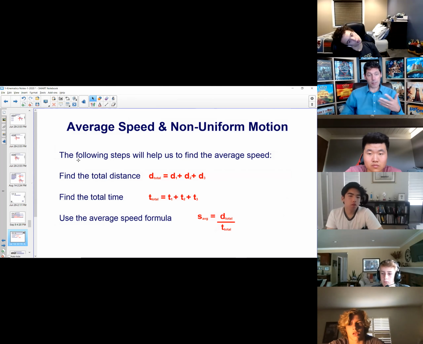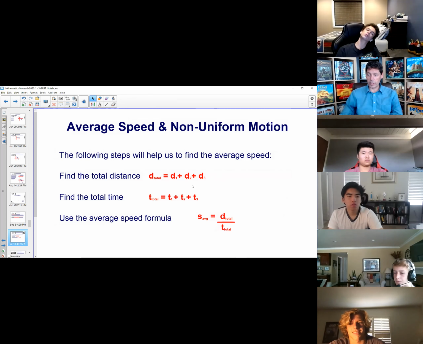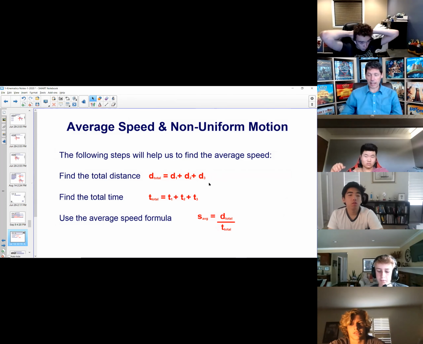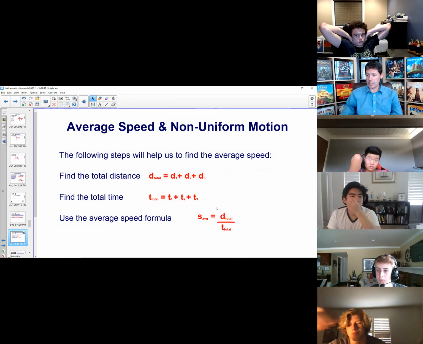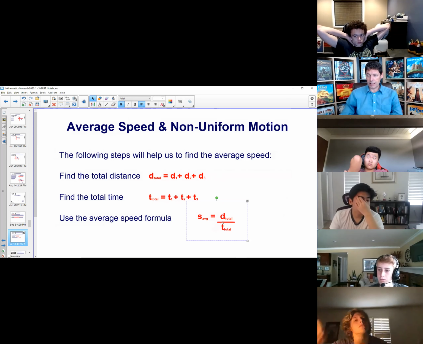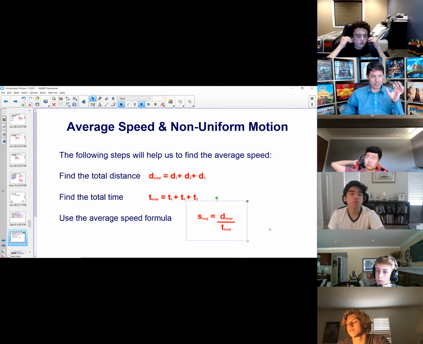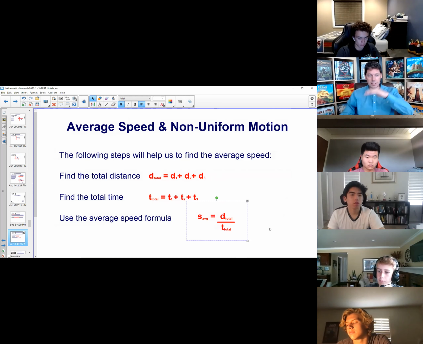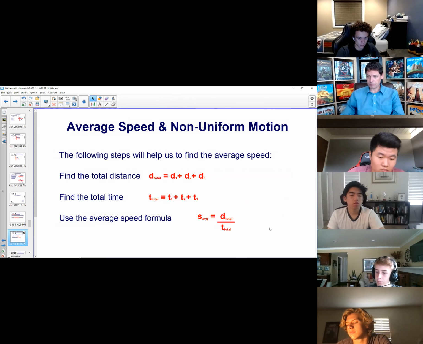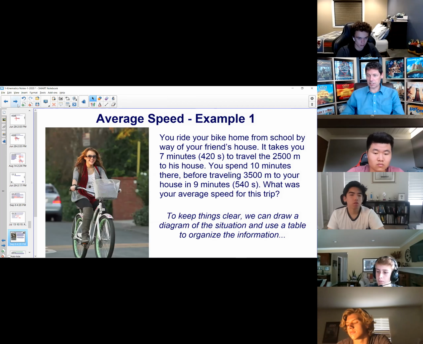So to set up our problem, just a quick reminder, the following steps will help us. We could think about the total distance as being distance 1 plus distance 2 plus distance 3. We just use these little subscripts to highlight that they're different segments. And then same for time, time 1 plus time 2 plus time 3. And then we take the totals. So this is the crux, this is the equation we're thinking of to try to find the average speed in a multi-step problem.